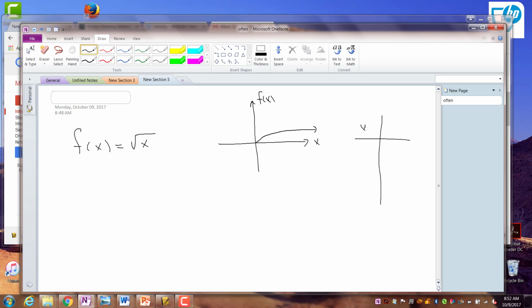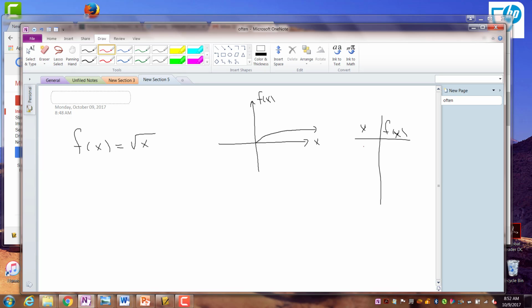f of x, we notice first right off the bat that, look, -1 is not in the domain of this function. I can't take the square root of a negative number in the real number system. So it's not in the domain. That's why this function starts right here at 0, 0. I think that should be pretty clear.